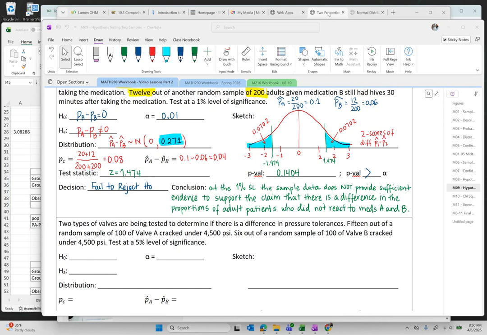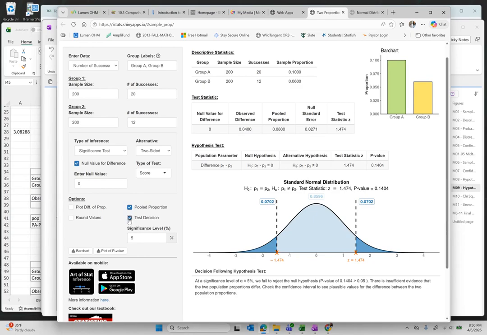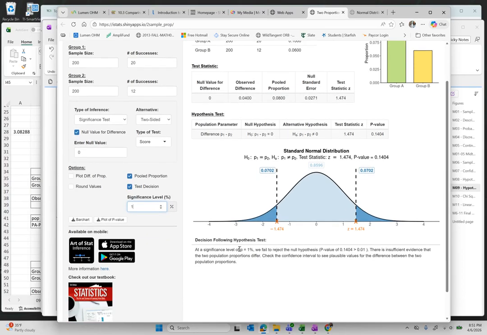Now let's see if the ArtofStat app can do for us the test of the decision. The significance level is 1%, and here it says, at the significance level alpha equals 1%, we fail to reject the null hypothesis because the p-value 0.1404 is greater than 0.01. There is insufficient evidence that the two population proportions differ. Remember, this is your alternative hypothesis.